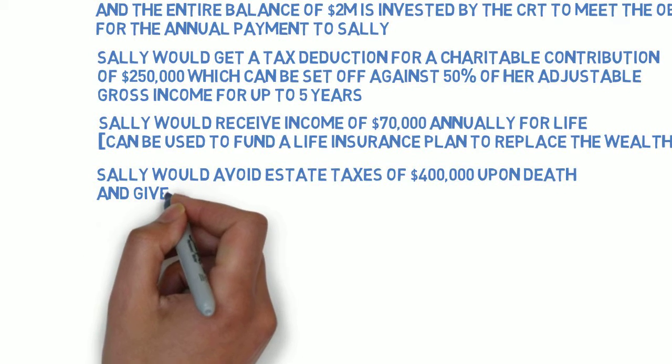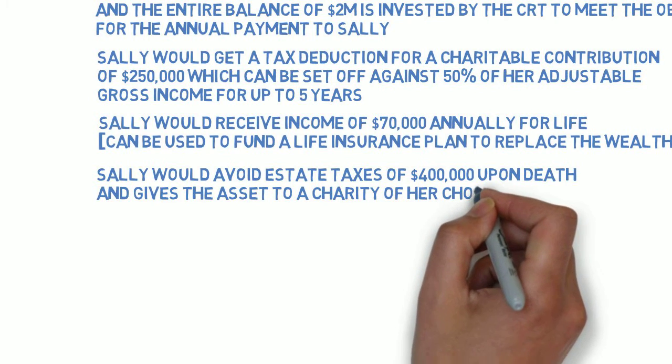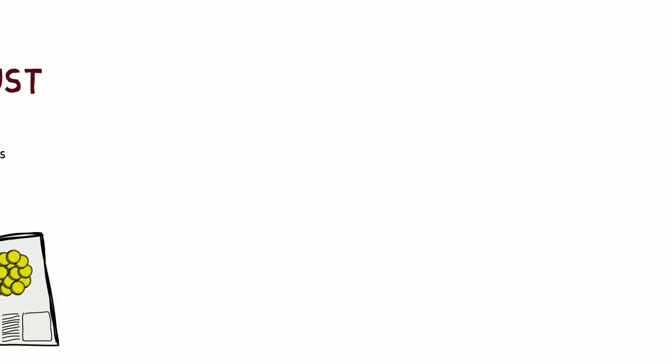The funds can also be used to fund a life insurance plan to replace the wealth for Sally's heirs should she choose to. Sally would avoid estate taxes of $400,000 upon her death, and she would still be able to give it to a charity of her choice. She can change the choices.